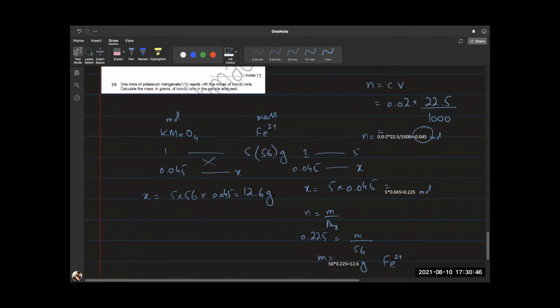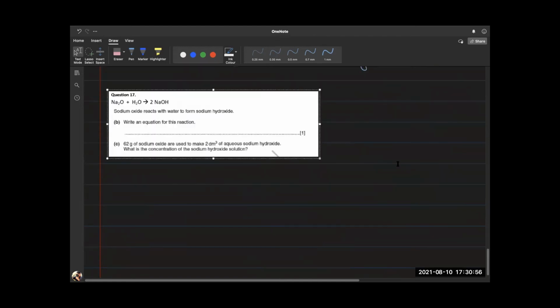Let's solve another question. First part is really easy. You have sodium oxide reacts with water to form sodium hydroxide. Write the equation. I have already written the equation here so that it doesn't waste time. So this is our equation. Next, they're saying 62 grams of sodium oxide are used to make 2 dm cube of sodium hydroxide. What's the concentration? Okay. So what do we need?